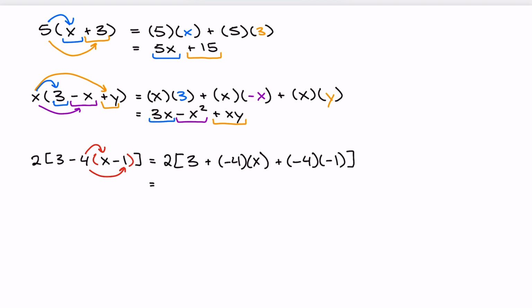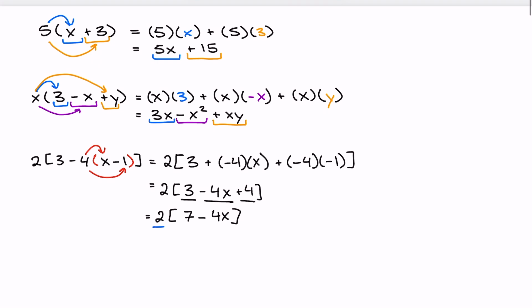Now we can simplify further, so I can write 2 times 3. And negative 4 times x is going to give us negative 4x. And negative 4 times negative 1 is going to give us plus 4. Now I can simplify further within the brackets before distributing, so I'm going to do that. So now I have 2 times, and 3 plus 4 gives us 7. So 2 times (7 minus 4x).